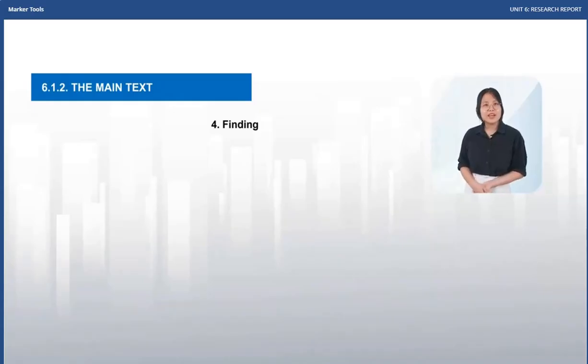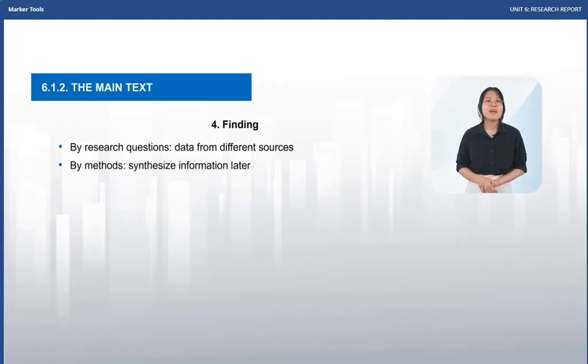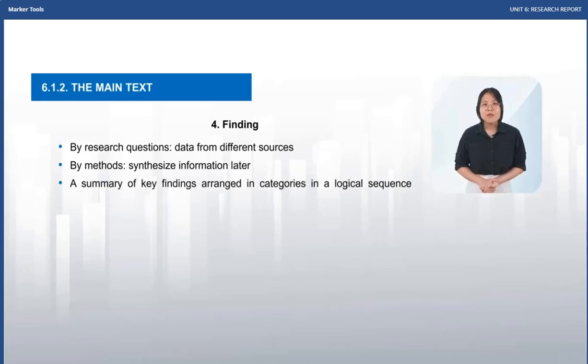Next one is findings. For findings, you need to collect and report the data from different sources or different tools. There are 2 ways for you to organize the findings part. First, by research questions. Second, by methods. Remember to summarize all the findings and put them in logical sequence.